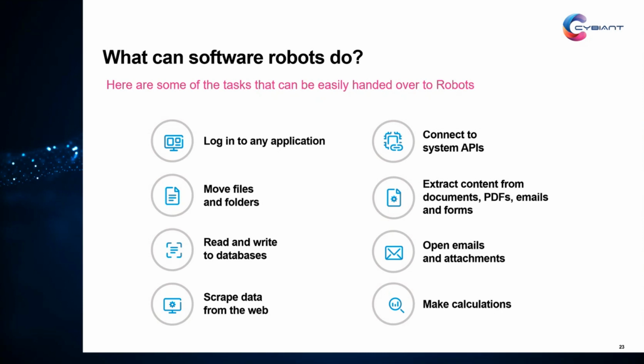And it can also open email, open attachments, download attachments as well, based on some rules that you set. It can also scrape data from the web, which means it can extract a specific portion of information or data from the web, and it can do mathematical calculation as well. So these are some of the tasks that can be easily handed over to the robot. So it can basically be handled by a robot.